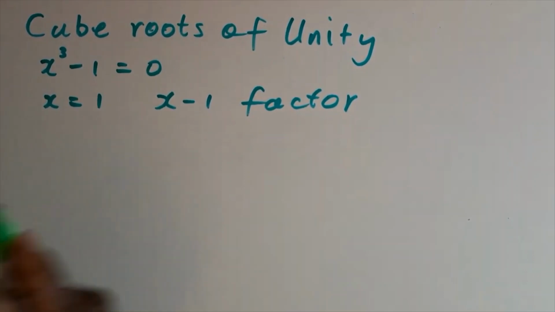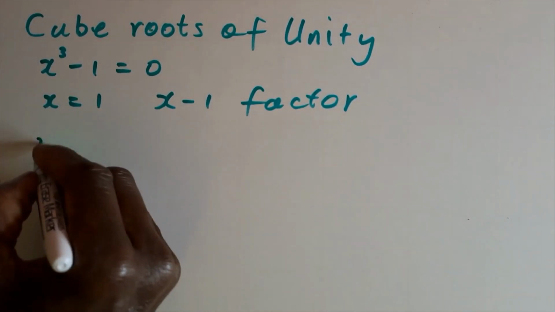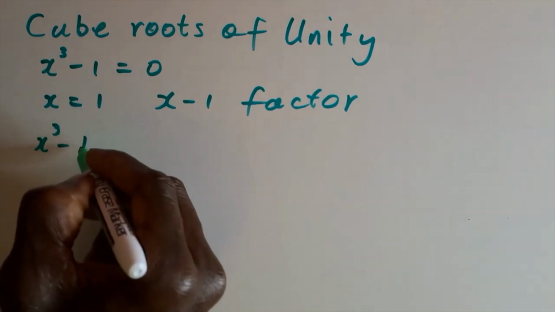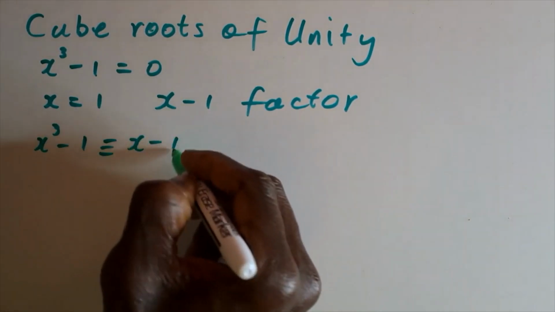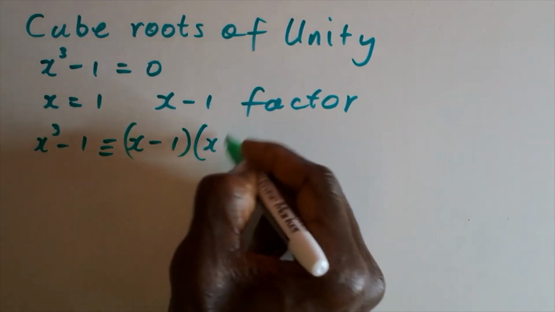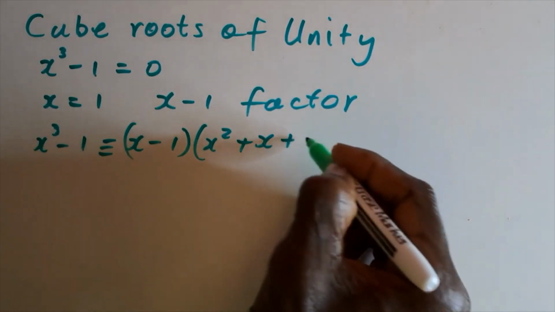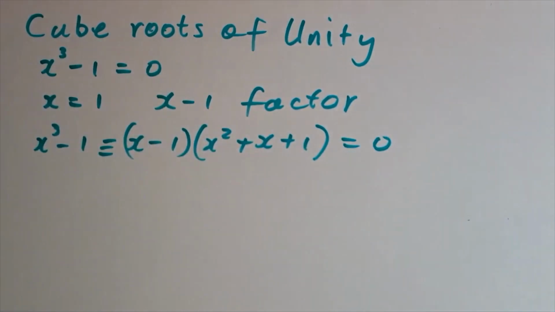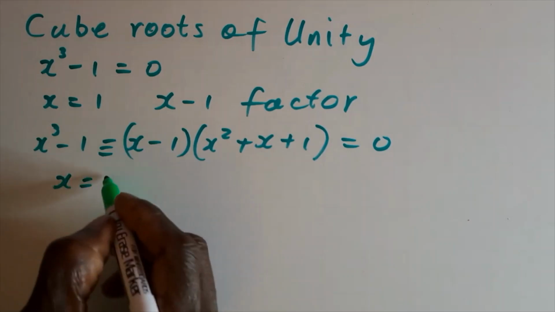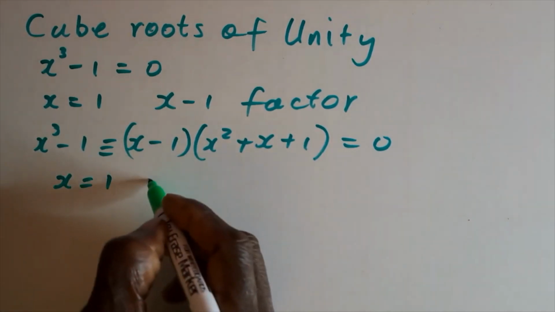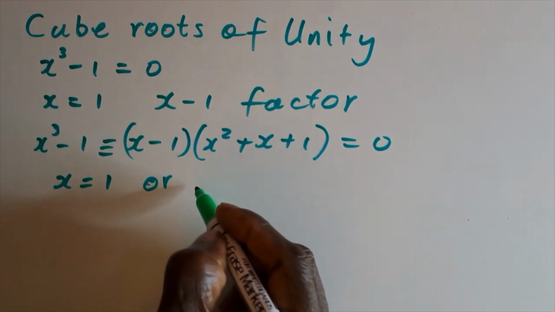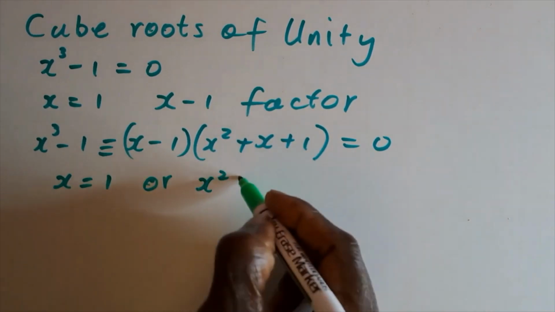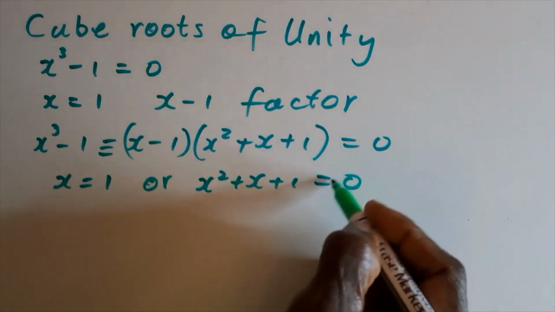So we could write that x cubed minus 1 is equivalent to x minus 1 into x squared add x add 1 equal to 0. Now we know that x is equal to 1, or we have the solution of x squared add x add 1 equal to 0.